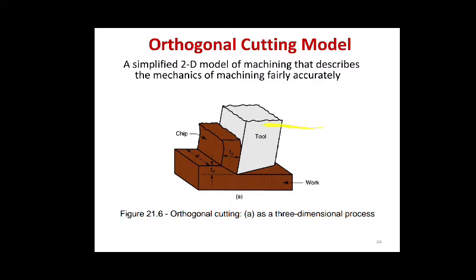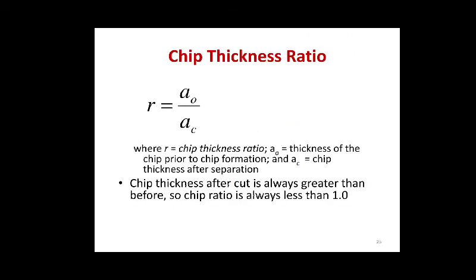In this, the chip thickness ratio is r = A0 upon AC, where r is the chip thickness ratio, A0 is the thickness of the chip prior to chip formation, and AC is the chip thickness after separation. Chip thickness after cut is always greater than before, so chip ratio is always less than 1. Remember, chip thickness after cut is always greater than before, so chip ratio is always less than 1.